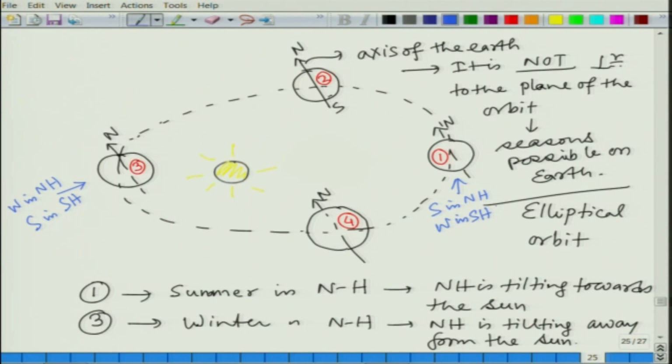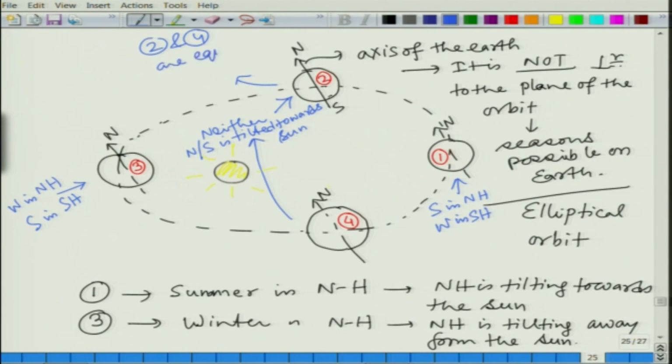right. And for position 2 and 4 we see that neither north nor south is tilted towards the sun. So, what we can expect? It will be neither summer nor winter, and these are called equinoxes. So, both position 2 and 4 are called equinox position, because nox stands for the night, and when the day and night are equal in length, that is what we call equinox.